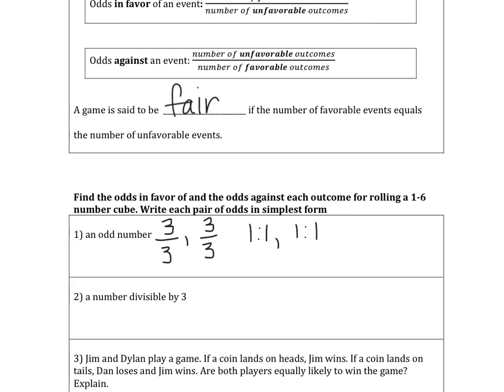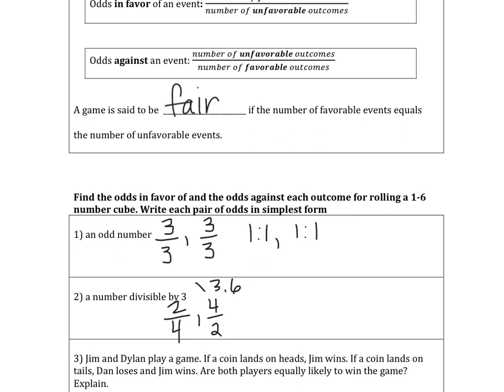So let's take a look at another one. We're going to roll the dice, and what are the odds of getting a number that's divisible by 3? Well, a number that would be divisible by 3 on a dice is a 3 and a 6. So that is your favorable outcome. There are 2 different ways of that happening over your unfavorable. There are 4 ways that it wouldn't happen. So that's the odds in favor. And the odds against it happening are the opposite, 4 over 2.